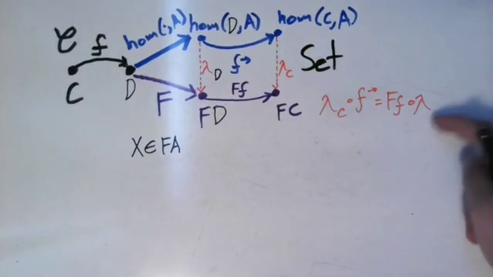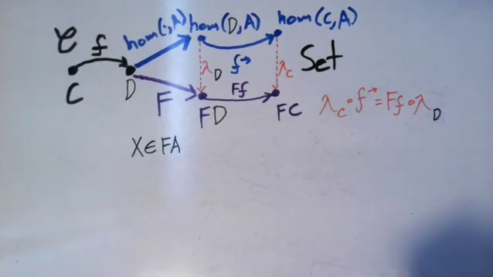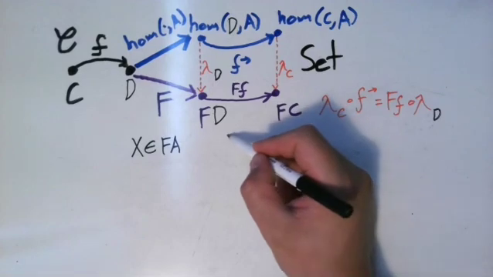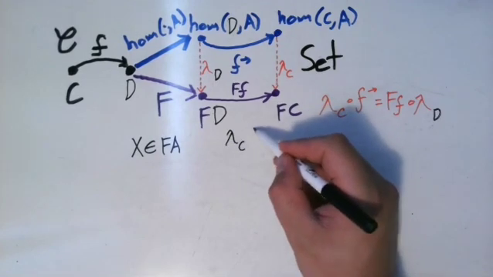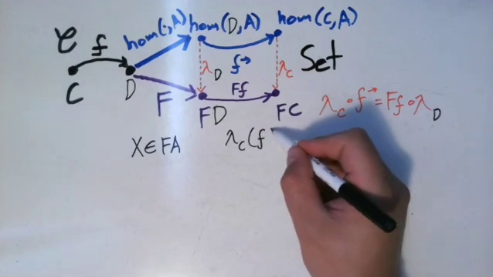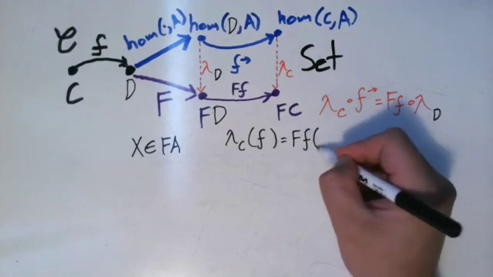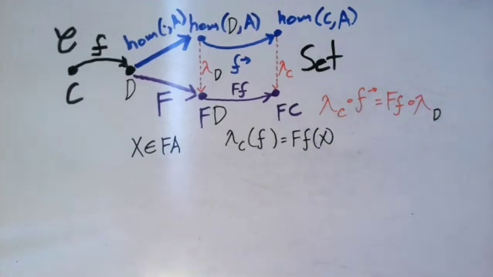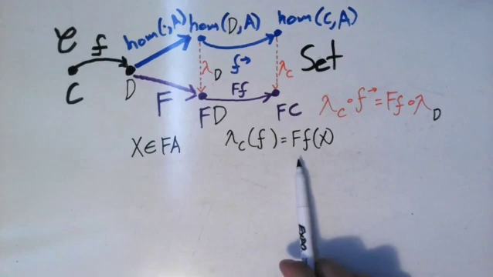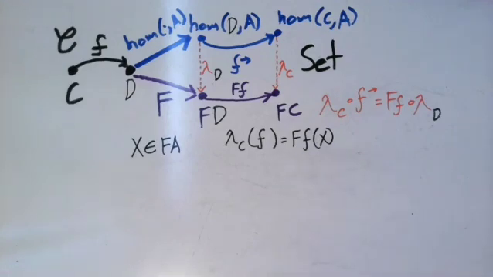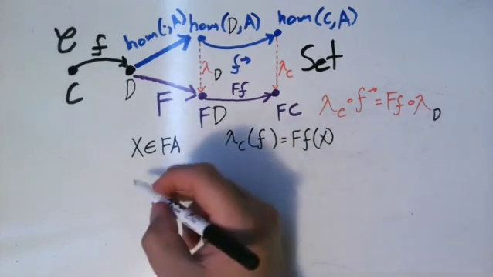Our naturality condition again gets replaced by D here. And the question we want to ask ourselves is, if we simply take every component lambda c applied to f as f of f applied to x, so we just fix that x in f of a, and we just say every single component is just f of f applied to our fixed object x, then does this actually give us a natural transformation?